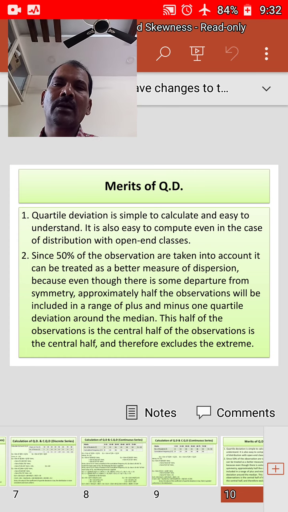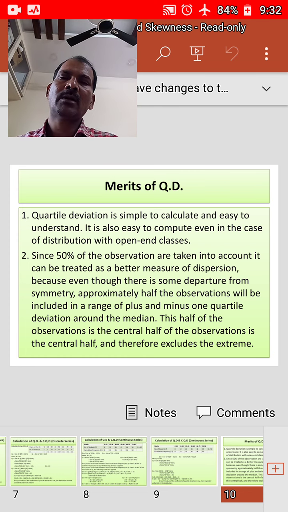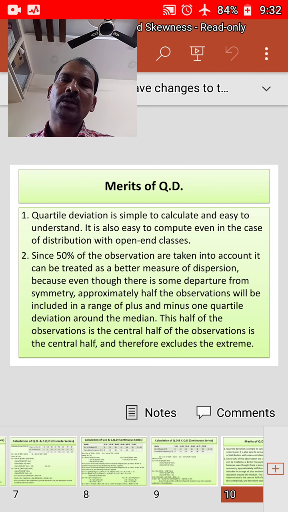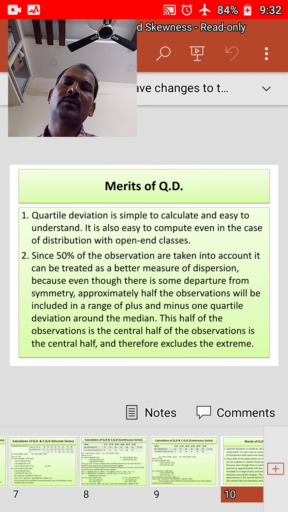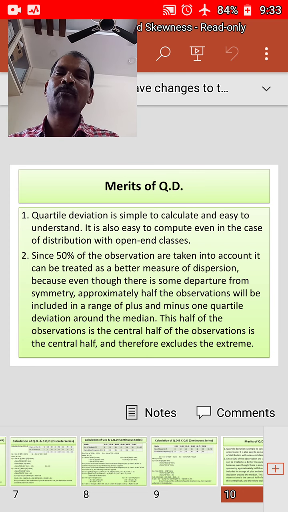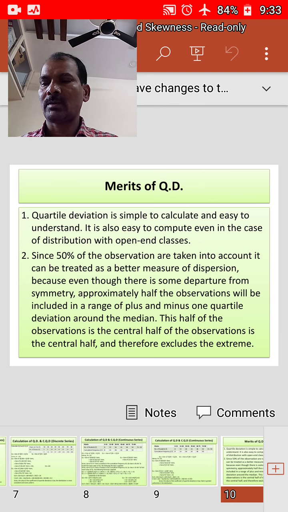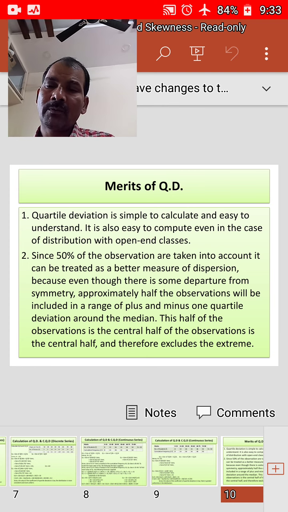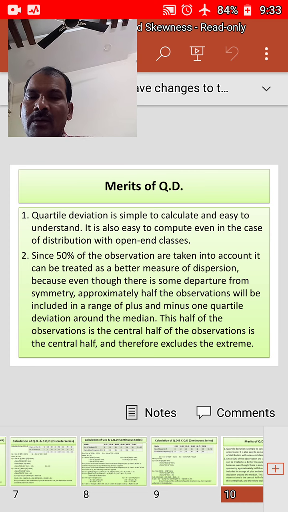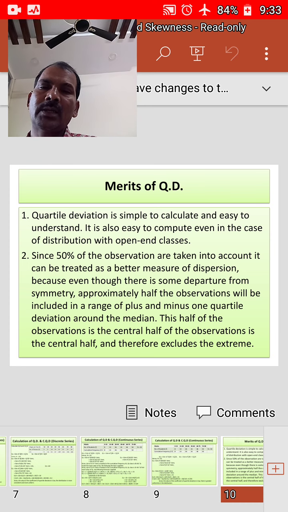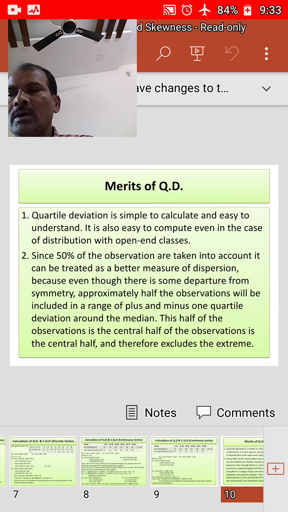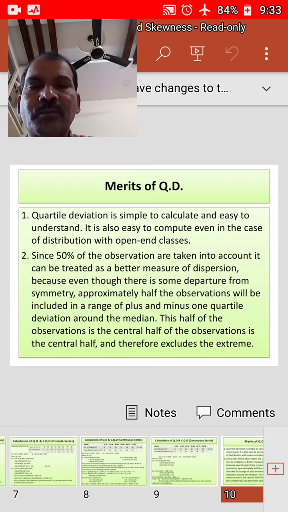By applying the quartile deviation formula, that is (Q3 minus Q1) by 2, you will get the quartile deviation. In order to get the coefficient of quartile deviation you need to apply the formula (Q3 minus Q1) by (Q3 plus Q1). With that we can infer the results. We can interpret the results which we got, whether the given series is uniform or consistent, right?